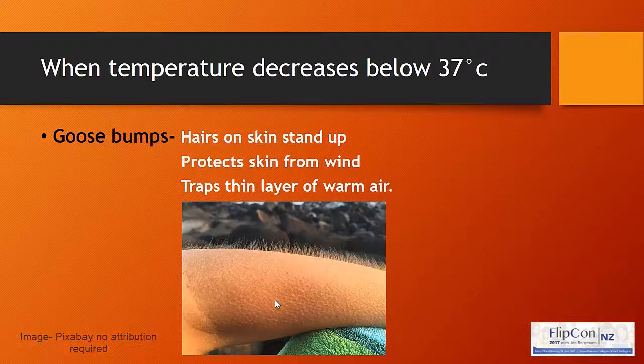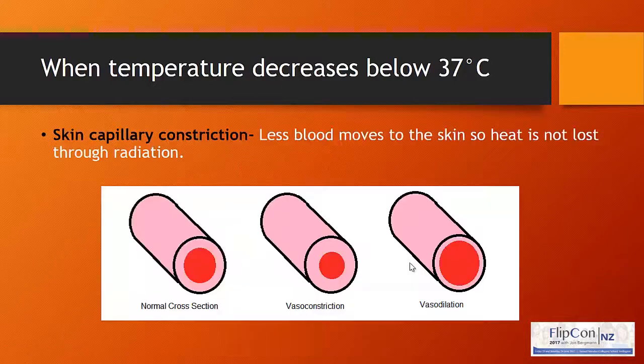The first one is goosebumps, and that is the hairs on the skin that stand up, and that protects the skin from wind, and also traps a small thin layer of warm air around the skin. It doesn't work as well on humans as it does on other animals because we have less hair.